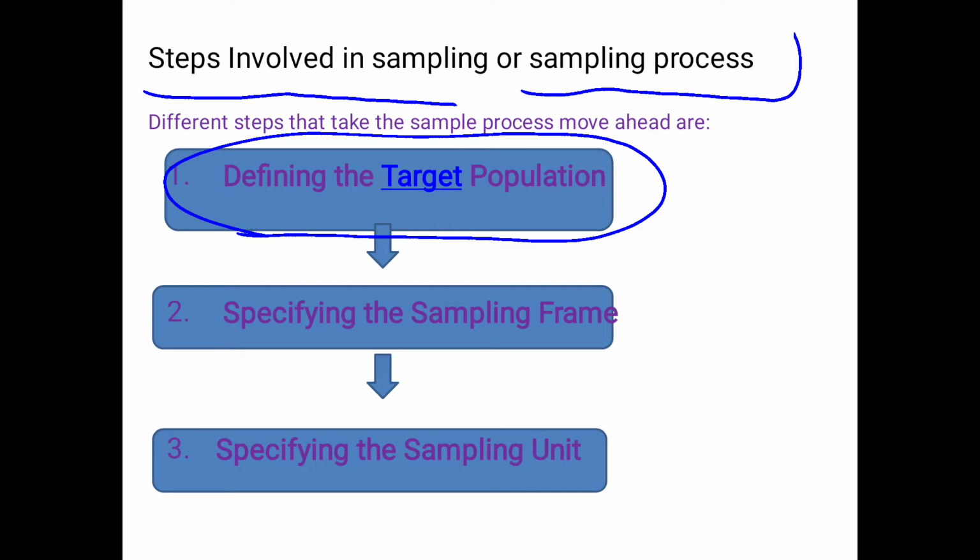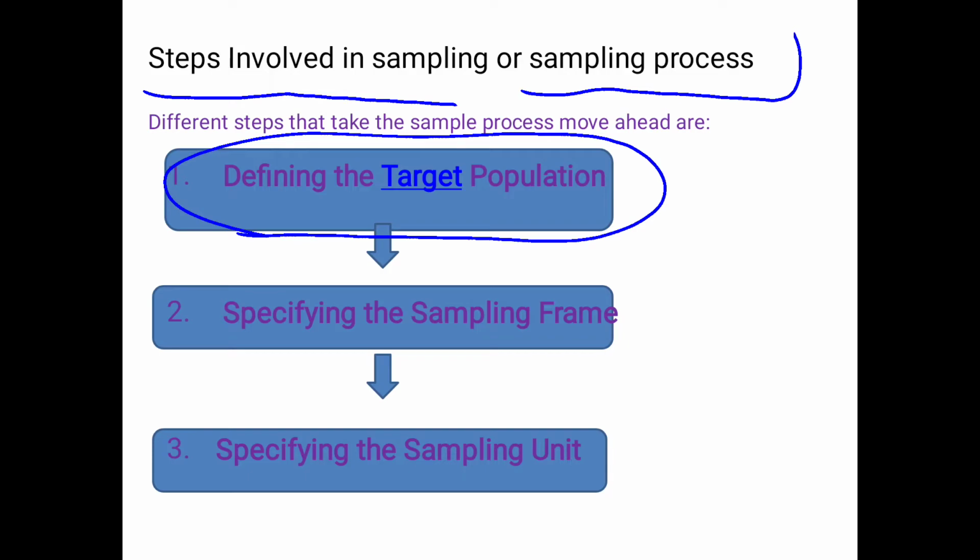A well defined target population reduces the probability of including participants who are not suitable for the research objectives. The participants who are not suitable for the research objective, you should not include, and that's the reason in the first step you have to clearly define your target population.